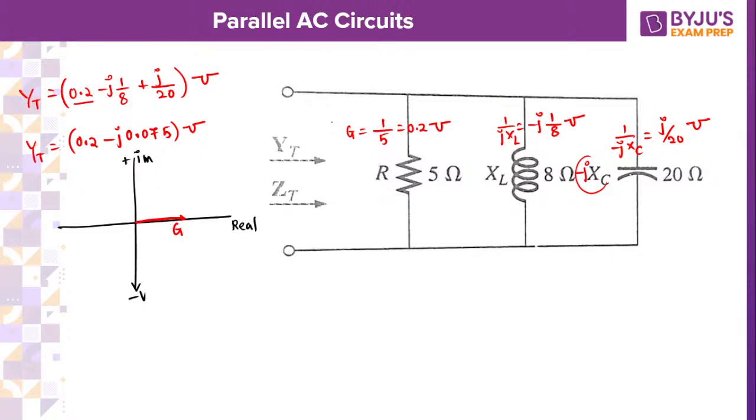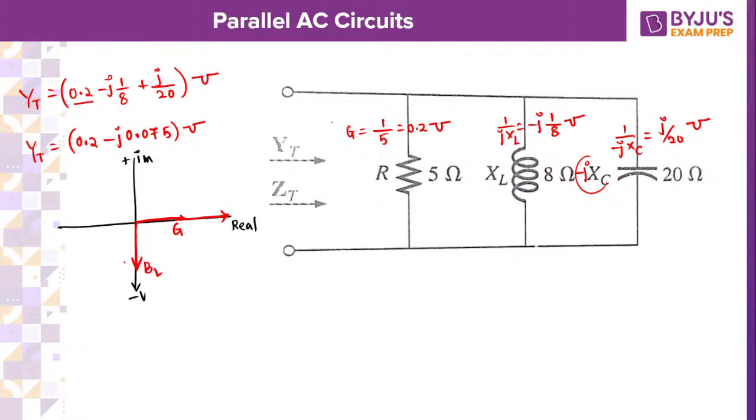1 by 8 is around 0.125. So minus j 0.125, which is obviously less than the G. So let me extend G some more. This is the inductive susceptance.